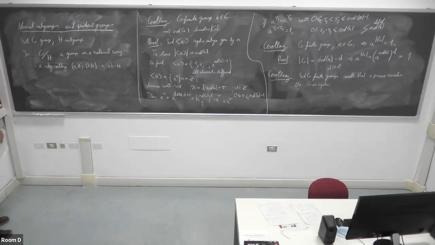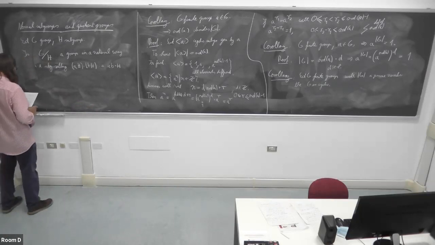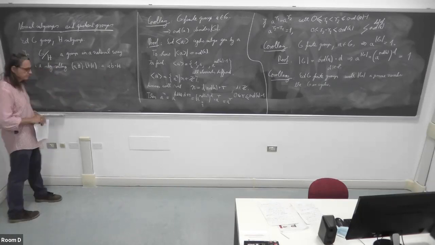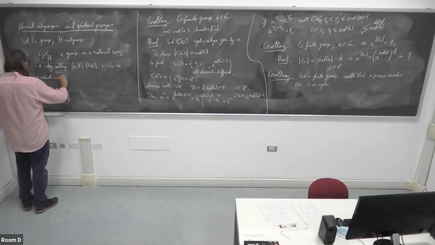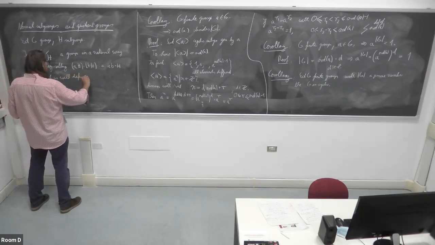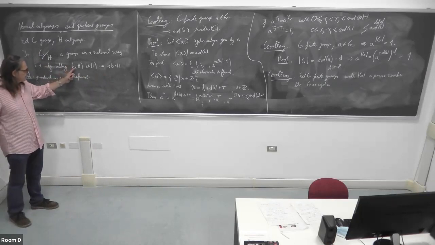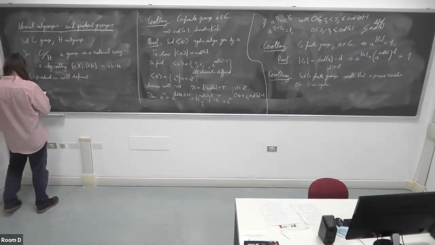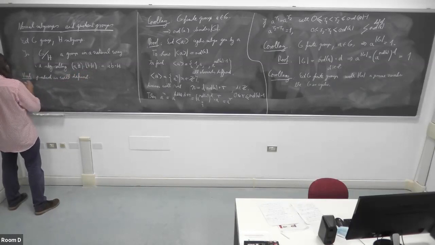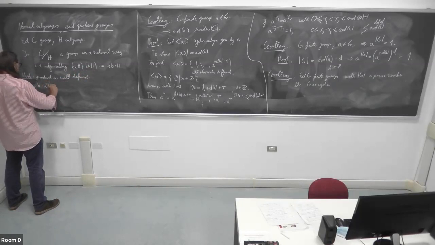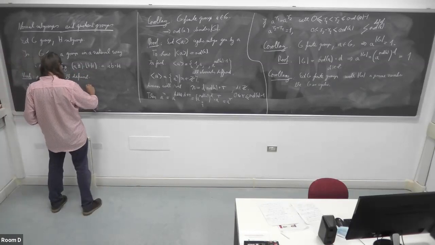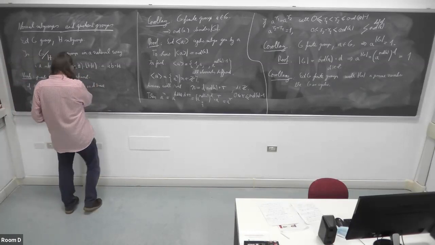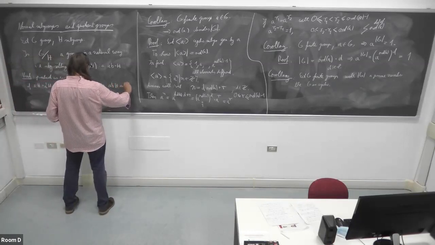And the condition for this to be a group is that H is a normal subgroup. So let's look at the condition. What we need is that this product is well defined. That means it does not depend on the representatives a and b that we take. So that means if aH is equal to a'H and bH is equal to b'H, is it true that we have abH is equal to a'b'H?